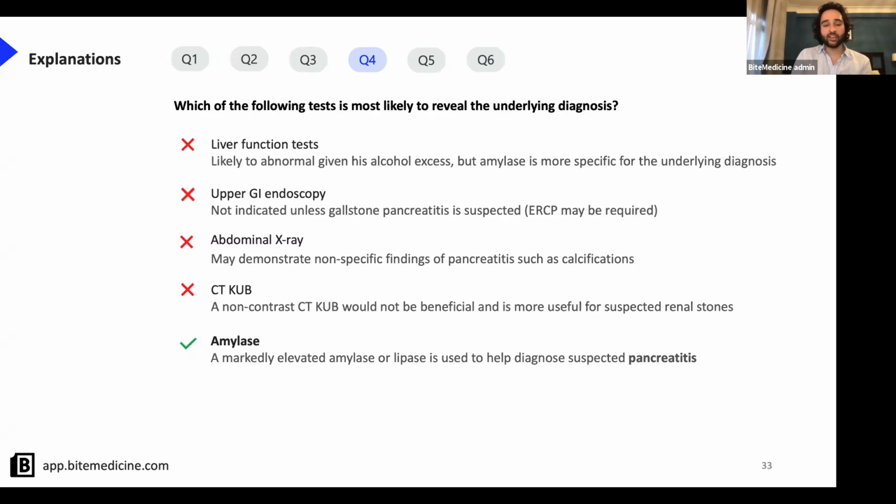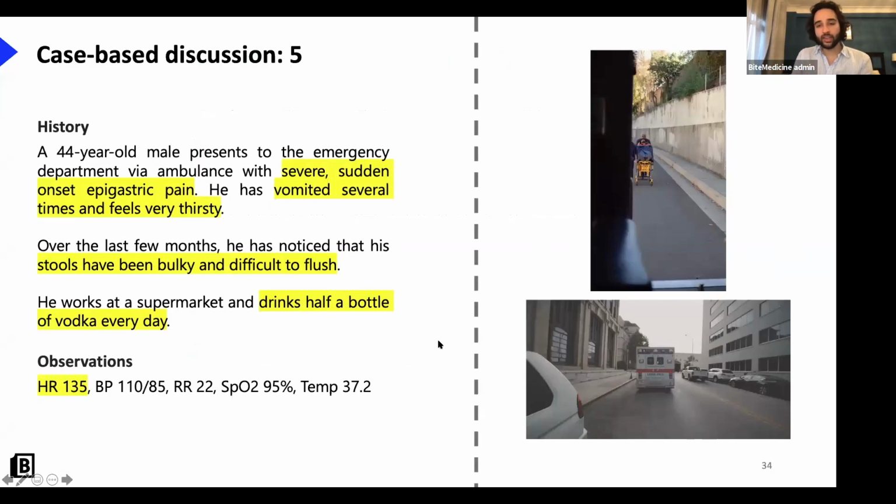And liver function tests, 100% you're going to need to do liver function tests, and they're likely to be abnormal, particularly given that alcohol excess. But in terms of the underlying diagnosis, which is what the question asked, amylase is going to be more useful, or lipase, of course. Why do we think this is pancreatitis?